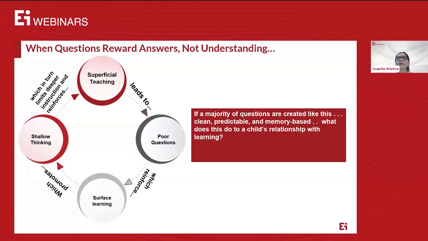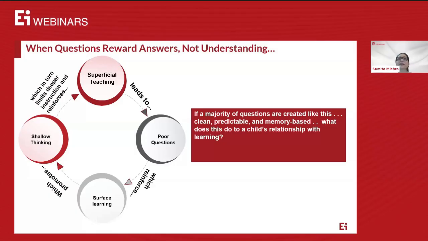This leads to us framing poor questions, questions which can be answered easily if a student has spent enough time on going through the facts in the chapter. It then reinforces superficial or surface learning in the student as well. Because like the story that we saw, where that child thought that just because she memorized that fact, she would score well in the exam, and she may well have, that she has understood the chapter very well. So surface learning in students then in turn promotes shallow thinking.